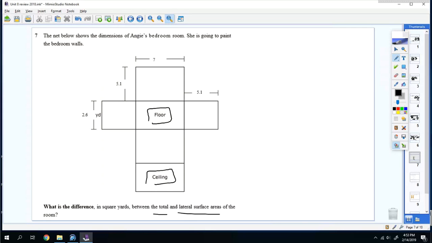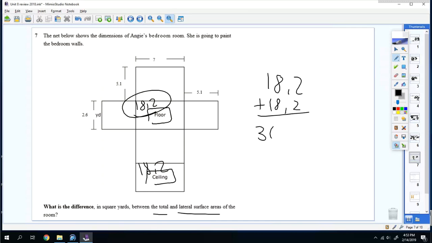So it means all I have to do is find the area of the floor, which is also the area of the ceiling. So I just had to do 7 times 2.6, which is 18.2. And that means that this one's 18.2. So I'm going to do 18.2 plus 18.2, which is 36.4. And that is the difference between total and lateral surface area. Because remember, the only difference between total and lateral surface area is the bases.